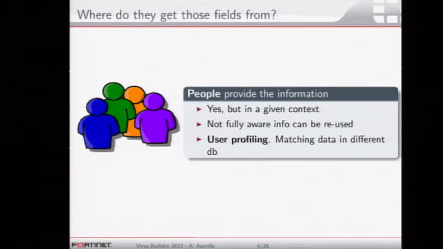So where are they getting the information from? Well, their first obvious source is the people themselves, of course. So people willingly give information to the ad kits. But what's important to note is that they are giving it in a given context. And usually they're not exactly fully aware that it's going to be reused in another context.